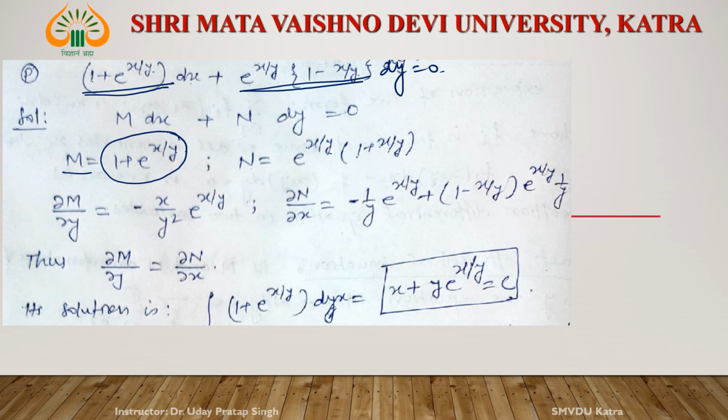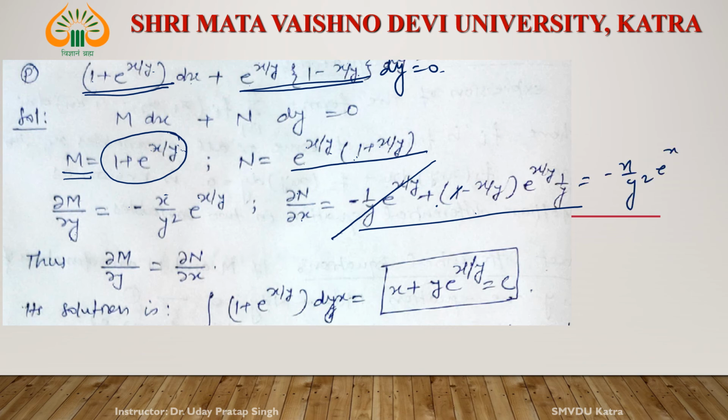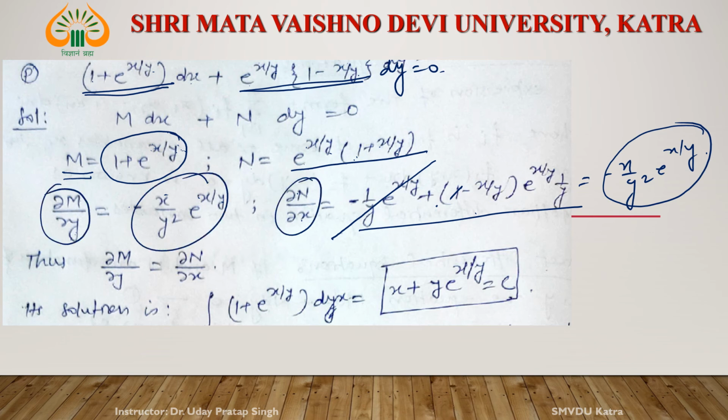So differentiate capital M with respect to y. Dou M by dou y: derivative of 1 is 0, then e to the power x by y, times the derivative of x by y with respect to y, which is minus x by y square. What is dou N by dou x? Differentiate the term. After differentiating this term, we got this. Simplify: this one and this one cancel out. Now this becomes minus x by y square e to the power x by y. So this is dou N by dou x, and this one is dou M by dou y. These two are equal, so the equation is exact.